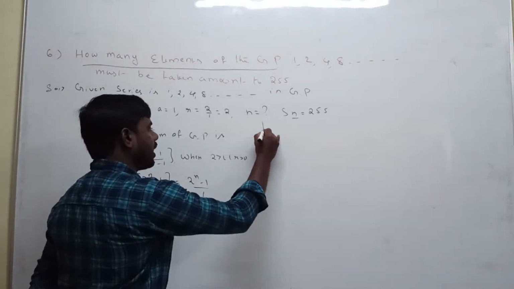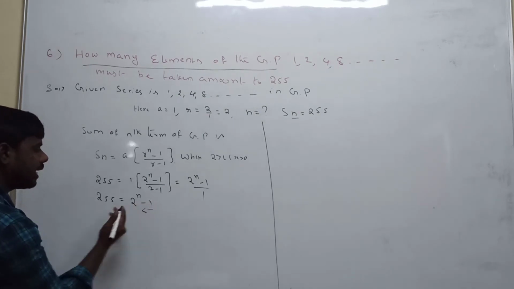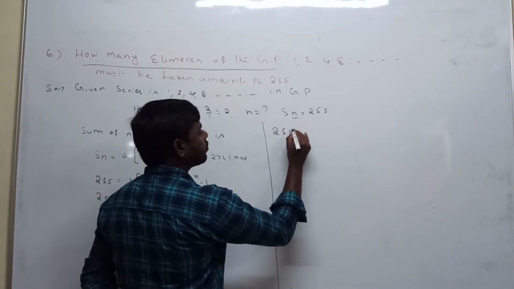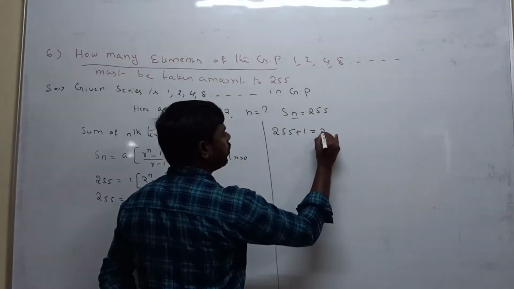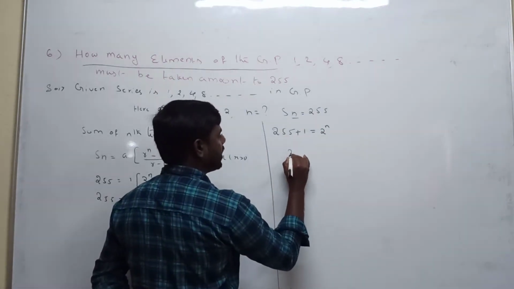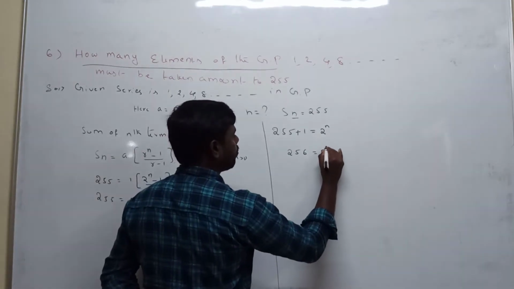After that, to calculate the n value, take minus 1 to the left hand side. 255 plus 1, we get positive 1, so 255 plus 1 is 256, which is equal to 2 power of n.